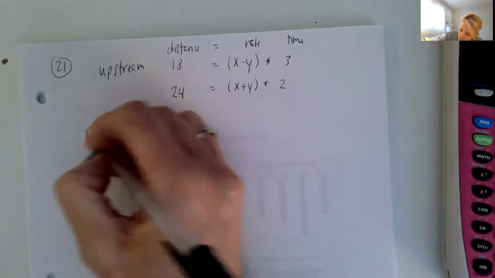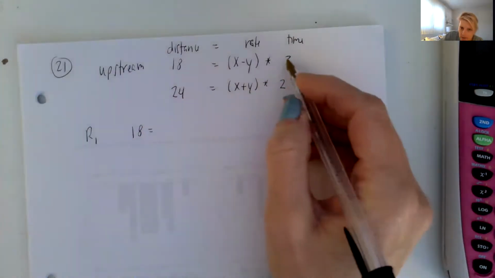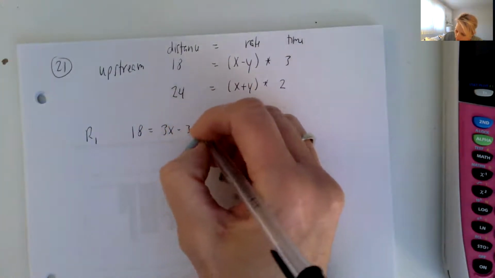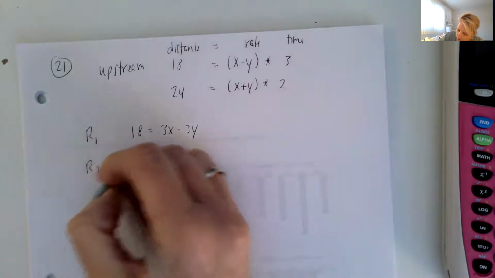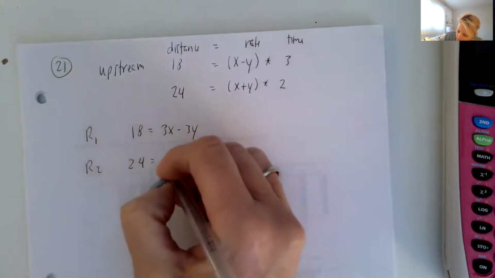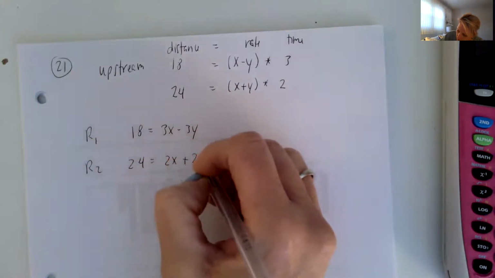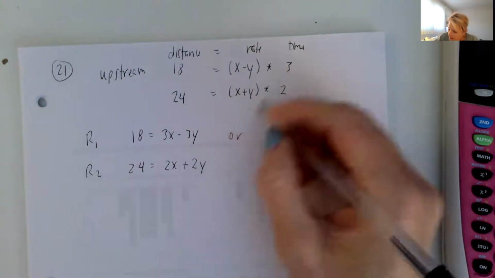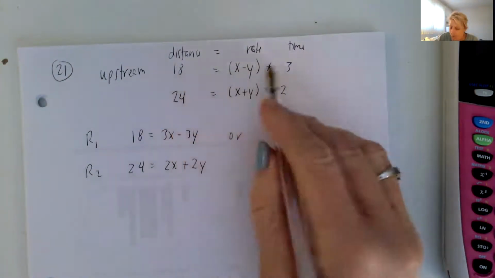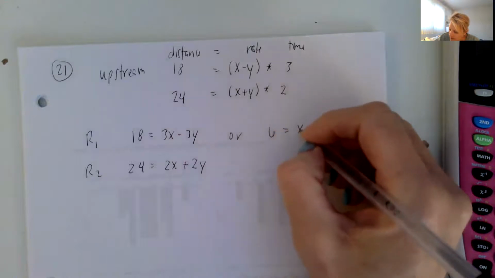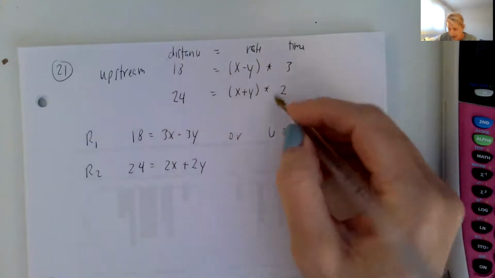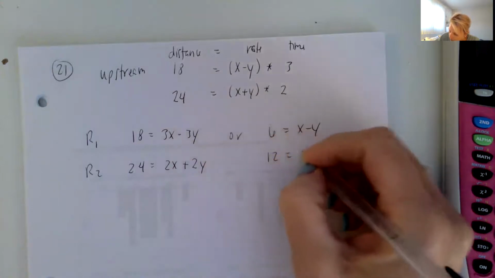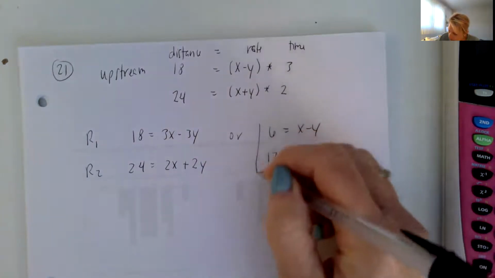So we have row 1 is 18 equals, I'm going to distribute through, 3X minus 3Y. And then row 2 is 24 equals 2X plus 2Y. Actually, I could have just divided both sides by 3 and gotten 6 equals X minus Y. That's what I should have done. And then on row 2, divided both sides by 2 and gotten 12 equals X plus Y. So let's use those.